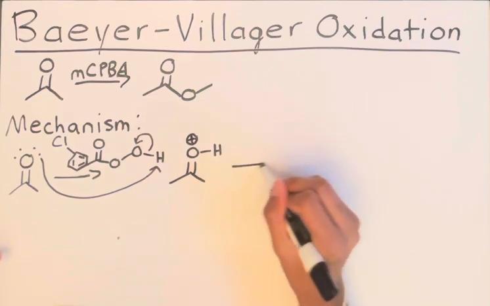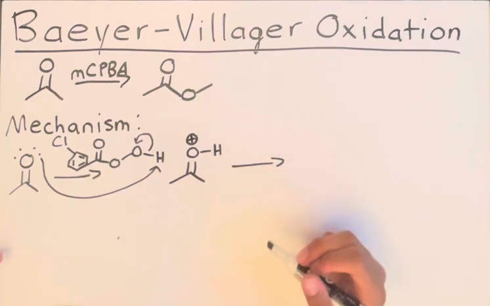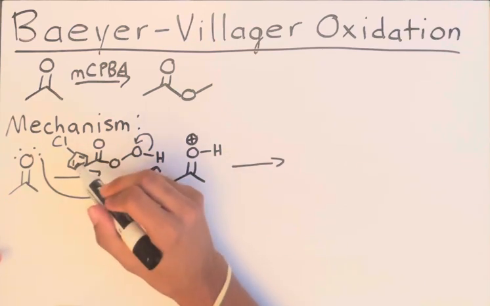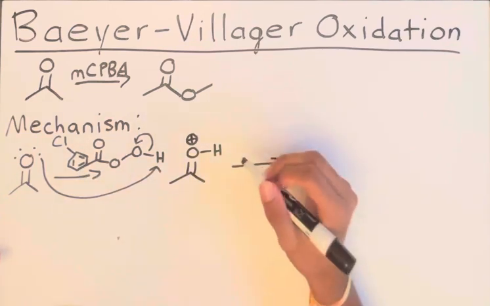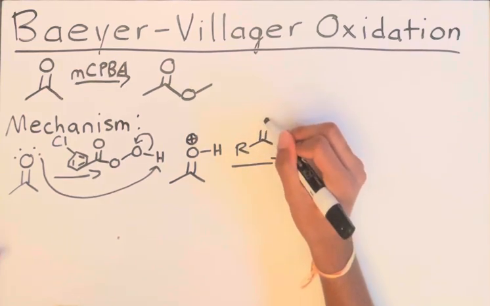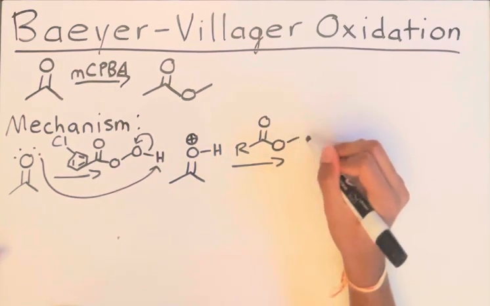So then we can draw in our mCPBA reagent again, and just to abbreviate, we will draw this chlorine and this benzene part as an R to make our life a little bit easier, so we don't have to keep drawing it over and over again. So let's draw that out right here.